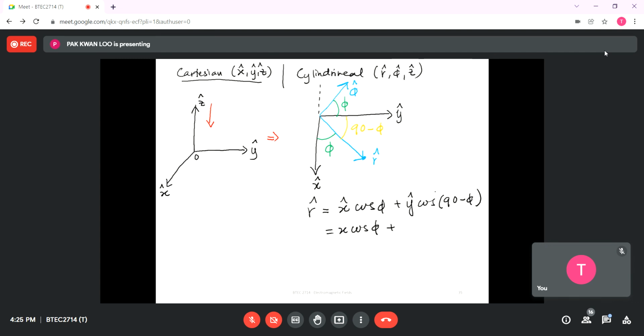So we know cos(90 minus phi) is what? cos 90 cos phi plus sin 90 sin phi, right? Here I expand using the compound angle. I hope you still remember cos(A minus B) and cos(A plus B). So I've expanded this as cos 90 degrees cos phi plus sin 90 degrees sin phi. cos 90 degrees is 0, and sin 90 degrees is 1. So therefore, r cap is x cap cos phi plus y cap sin phi. Okay.